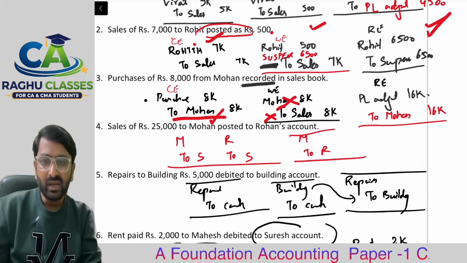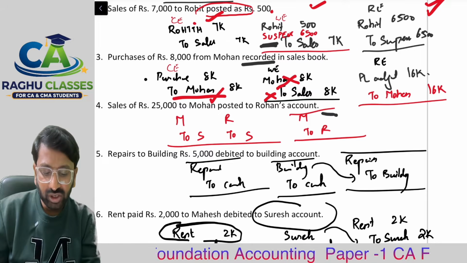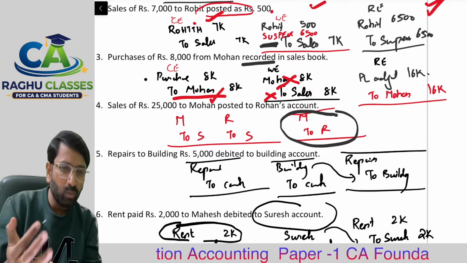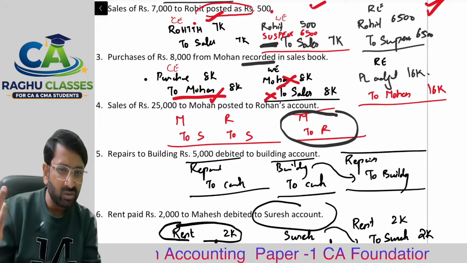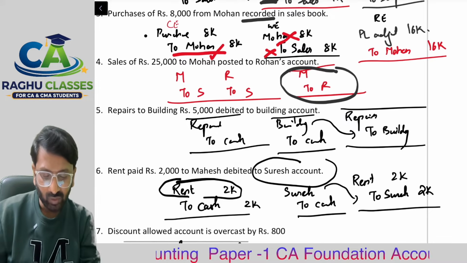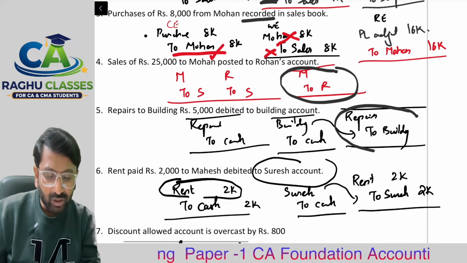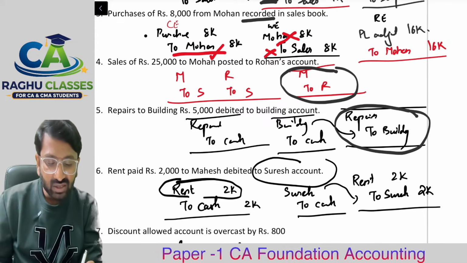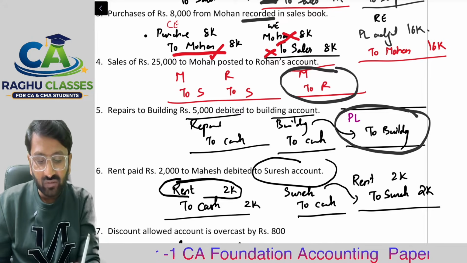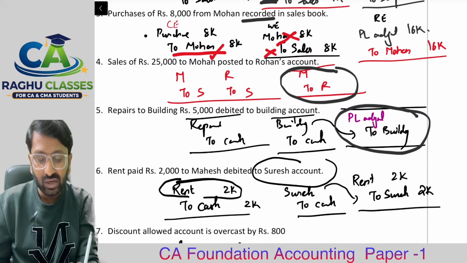Okay. Next transaction, what is the rectification entry? Mohan account debit to Rohan. If it is Mohan account debit to Rohan, both are personal accounts. There is no impact on trading or P&L account. The answer is going to be same. Next one. Repairs account debit to building. Can we say repairs come in P&L account now? So remove repairs. In the place of repairs, you simply write as a P&L adjustment account.